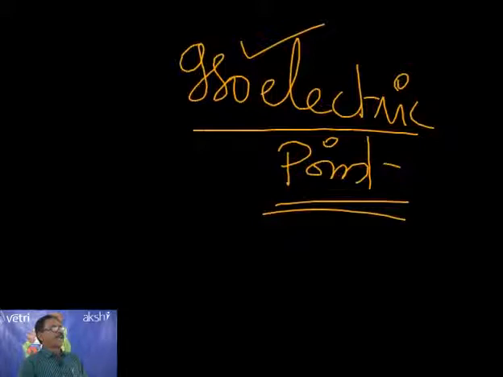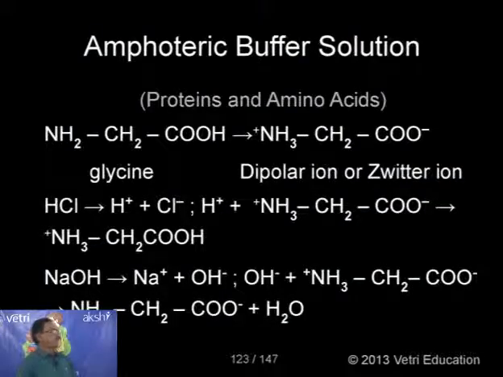Can you follow? Let me repeat again. Amino acid behaves as a dipolar ion, zwitterion. In acid medium, as discussed already, it behaves as a positive ion. In basic medium, it behaves as a negative ion. So the positive ion moves towards the negative electrode, and the negative ion moves towards the positive electrode normally. But we have to adjust the pH value in such a way that at a particular pH value, the amino acid molecule will not migrate. That pH value is called the isoelectric point. Let me repeat again. Isoelectric point is defined as a pH value at which the amino acid molecule neither migrates to the positive electrode nor to the negative electrode. This is the most important information under this amphoteric buffer solution.